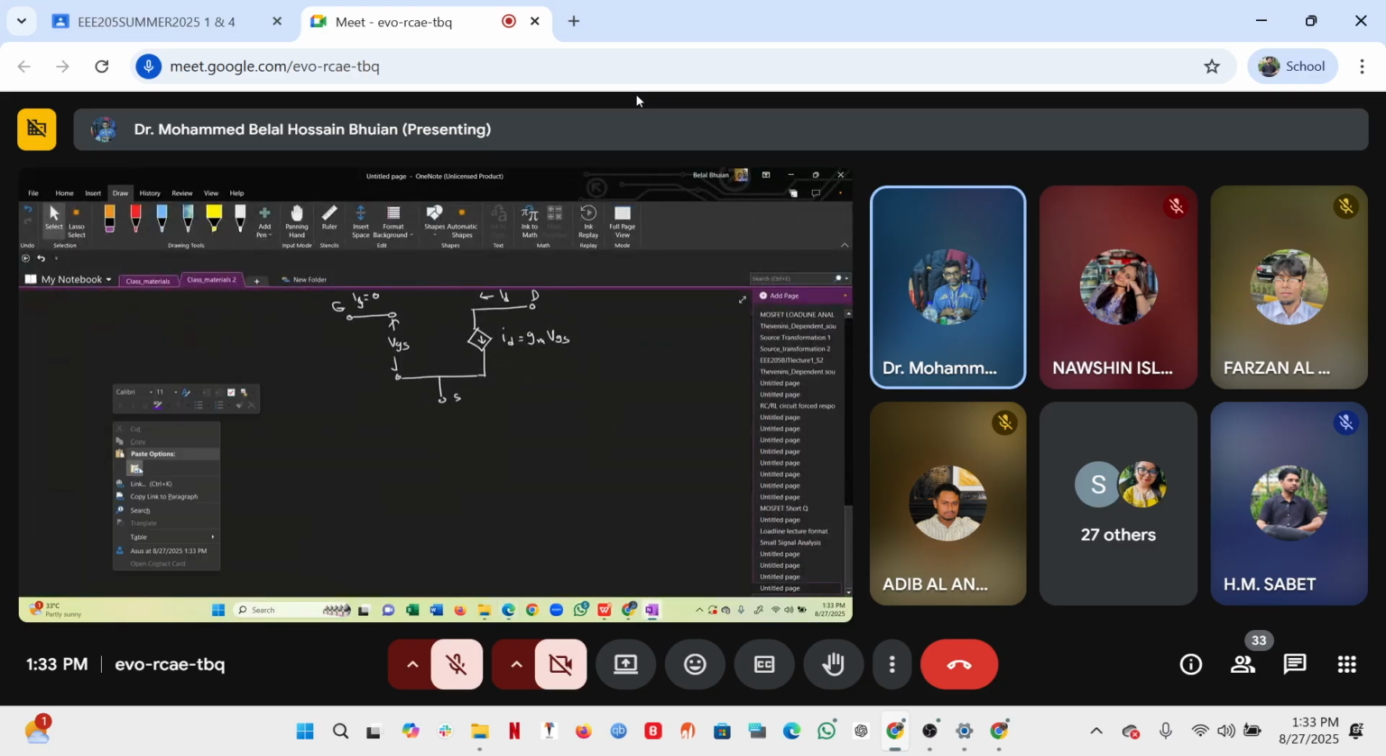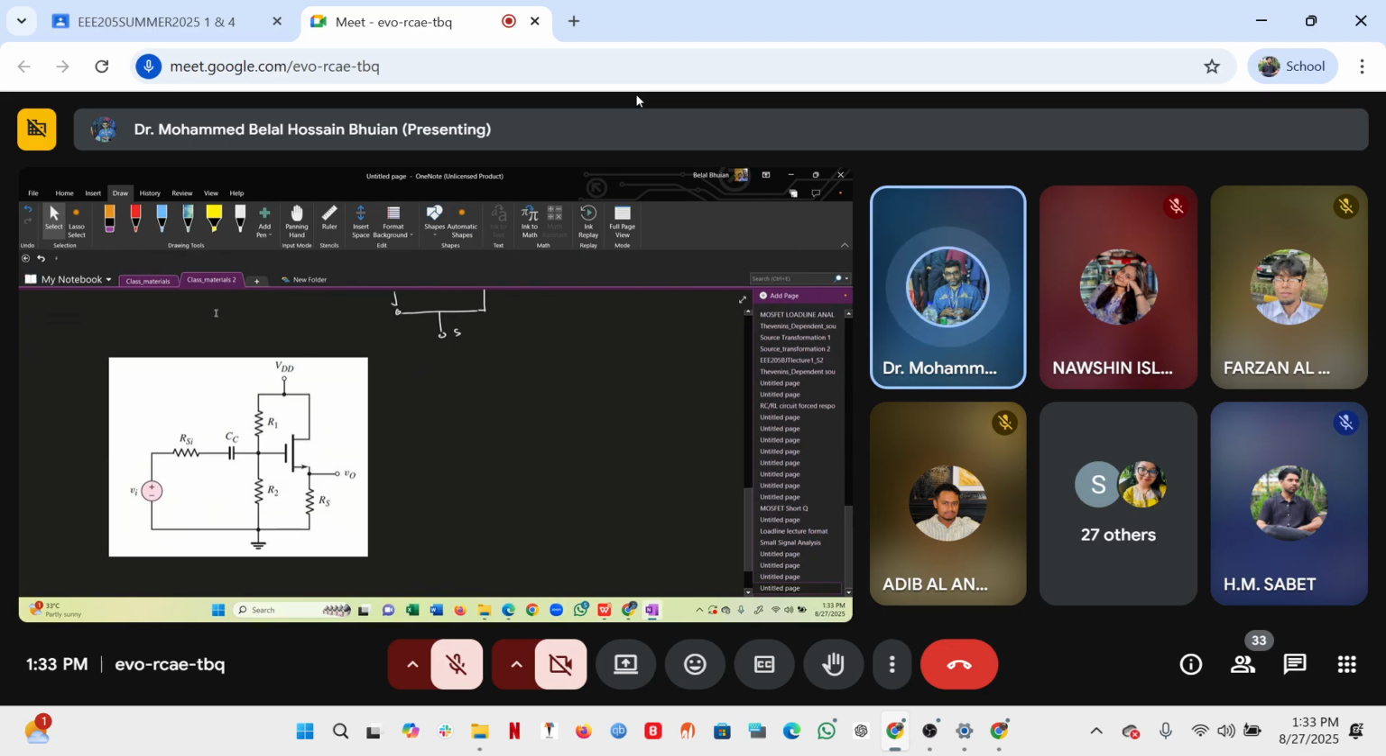We're going to analyze this amplifier the same way we did for the BJT. First of all, we're going to determine the small signal parameter. What is the small signal parameter? gm, which is 2 root Kn ID. So that means I need to determine ID.